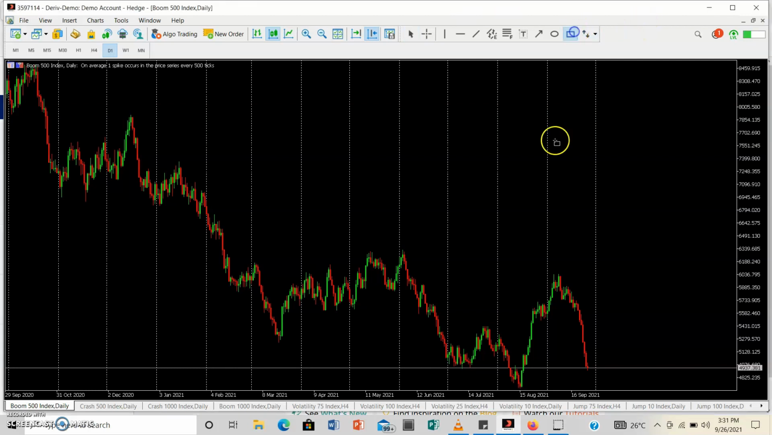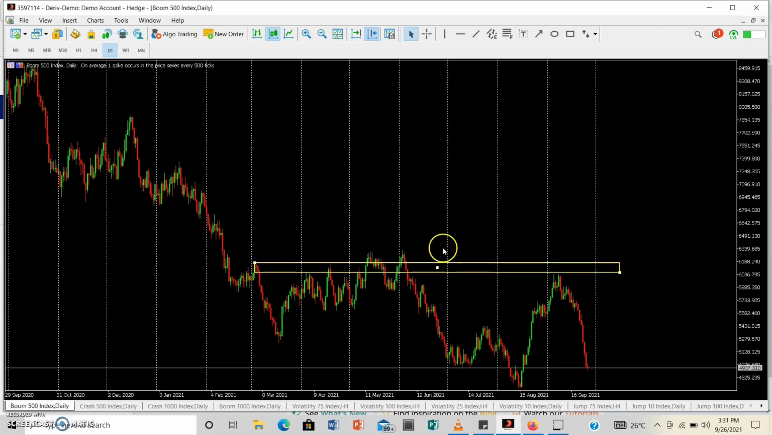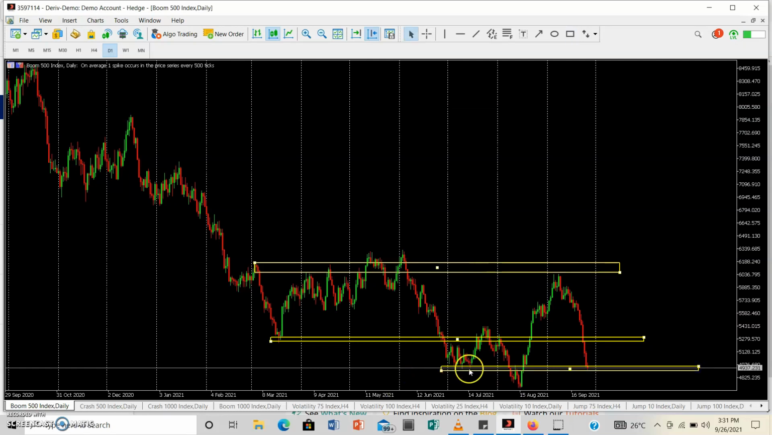Okay, so obviously we can see that we have a nice resistance zone up there, and you can see that we also have another important zone which is there, and you can also see that we have another critical price point down there, and then lastly we have this zone, right?